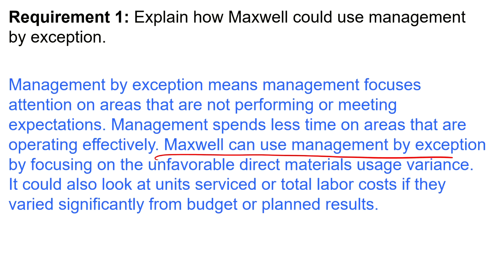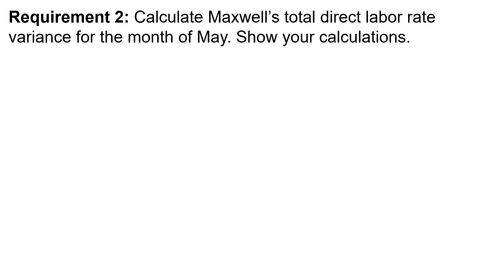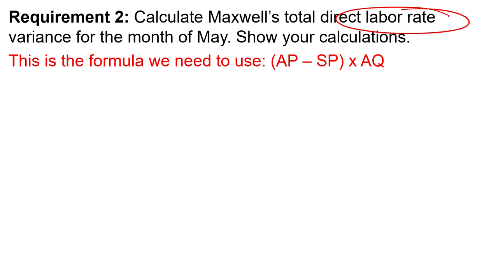Our next 2 requirements are calculations. The first one is to calculate Maxwell's total direct labor rate variance for the month of May and show your calculations. Now, the first thing that we want to do with this is make certain that we understand what it is that we're doing. And so in a question like this, write down your formula. Just go ahead and write down the formula so you know what it is that you're calculating and you can just fill the numbers in. So if we're talking about the direct labor rate variance, the formula is the actual price minus the standard price multiplied by the actual quantity.